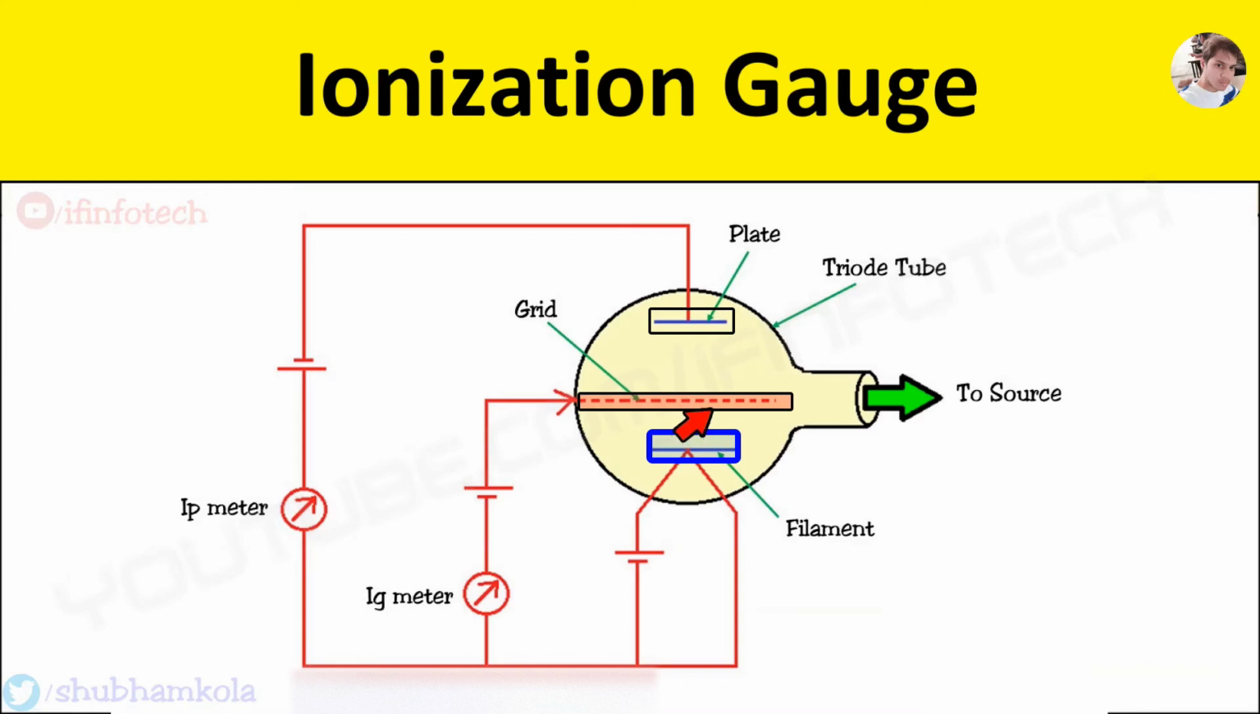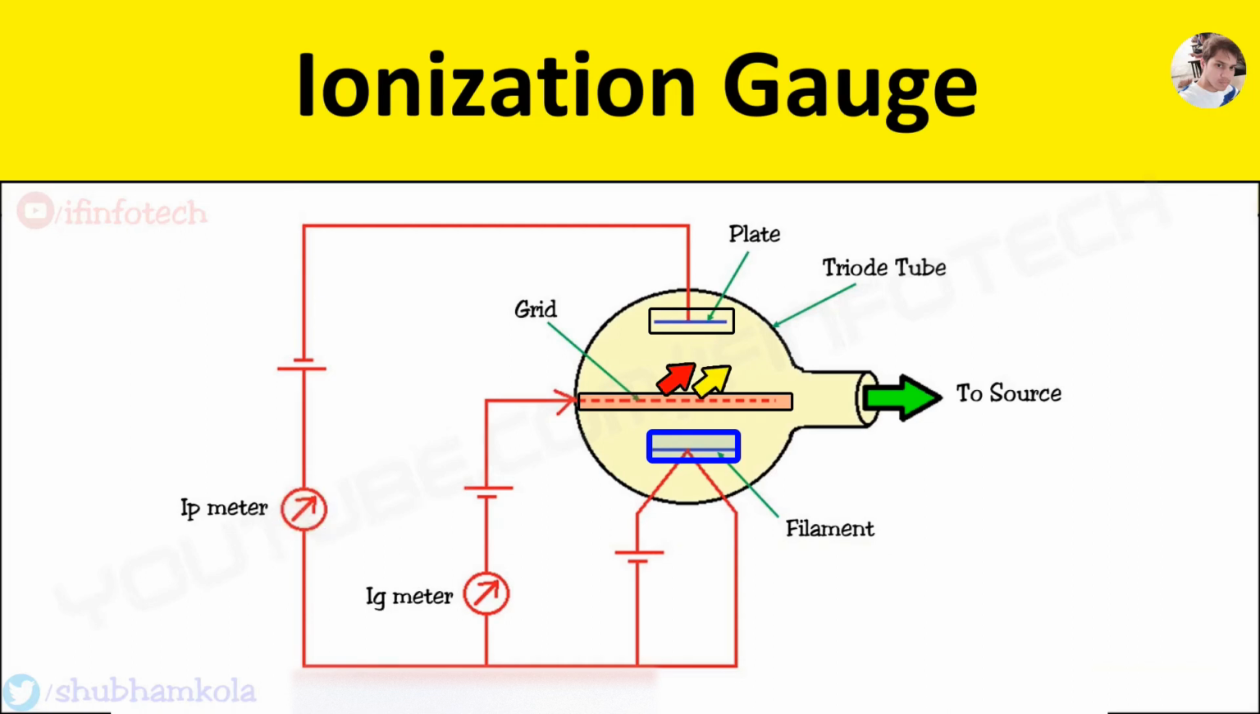The heated filament emits electrons which are accelerated at high speed to the positively charged grid. As electrons move towards the grid, they ionize gas molecules by collision. Positive ions are attracted and collected towards the negative potential plate and produce plate current IP.